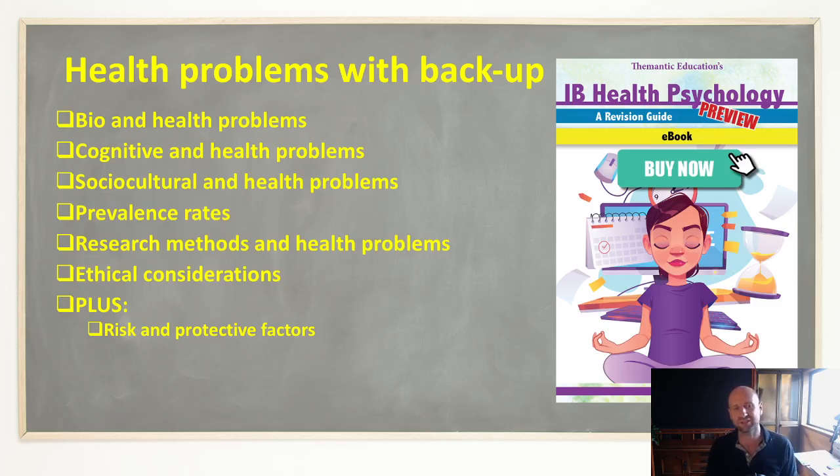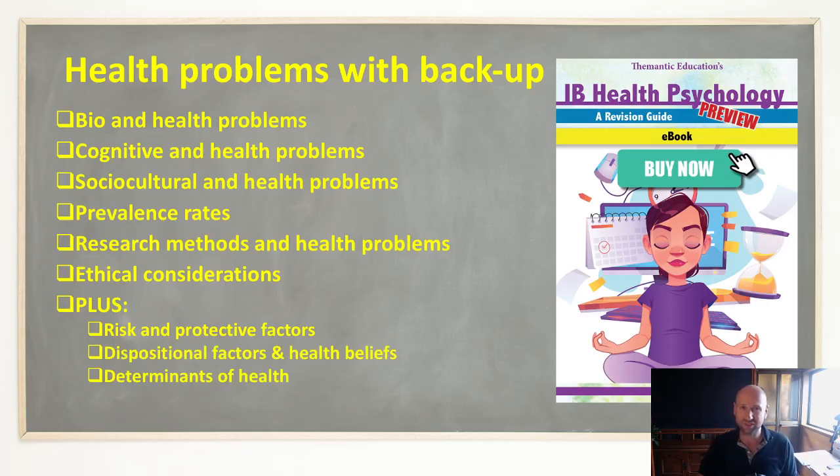Right? Think about socioeconomic status as a risk and protective factor. I'm protected if I have high status, I'm at risk if I have low status. Right? Any risk factor is easily explained as a protective factor and vice versa. You just look at the opposite. Dispositional factors and health beliefs, we have those covered already, and determinants of health.